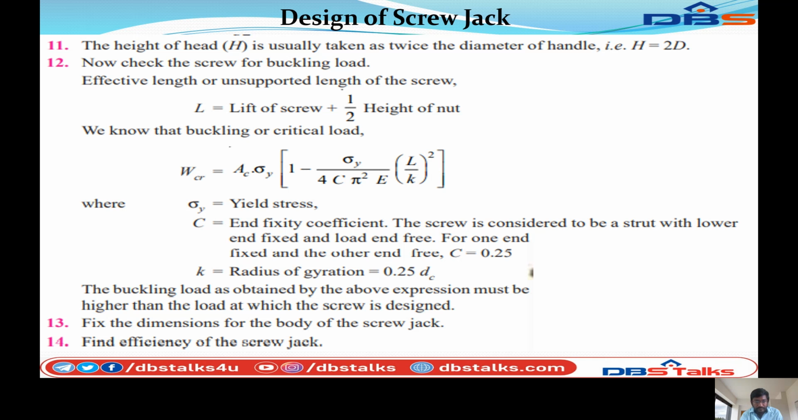Next step, fix the dimensions for the body of the screw jack. So next we can fix the dimensions for the entire body of the screw jack. Last step, we can find the efficiency of the screw jack. So we can find it. This is the design procedure for the screw jack.